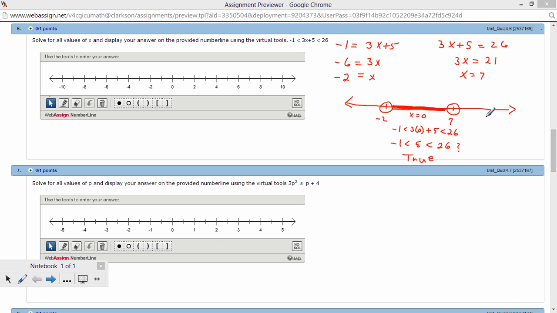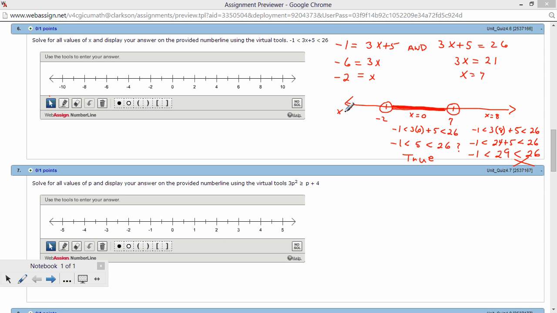Now, if you try a number bigger than 7, such as, say, 8, then you'd have -1 is less than 3 times, replace the x by an 8, plus 5 is less than 26. And so -1 is less than 24 plus 5 is less than 26. Well, the first part of the inequality is true. -1 is less than 29. That part's true. But the second part, 29 being less than 26, fails. And so the whole inequality statement fails. Logically, we're understanding that it's an and condition. And so both parts have to work, and the first part works, but the second part fails, and so numbers bigger than 7 would not be included.